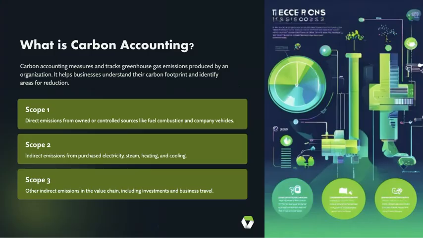Let's start with what is carbon accounting? Carbon accounting is the process of measuring and tracking greenhouse gas emissions, abbreviated GHG. They're produced directly and indirectly by an organization. This practice is crucial for understanding your company's carbon footprint and identifying areas where emissions can be reduced. As the importance of reducing carbon emissions continues to grow, understanding and implementing carbon accounting is becoming increasingly essential.